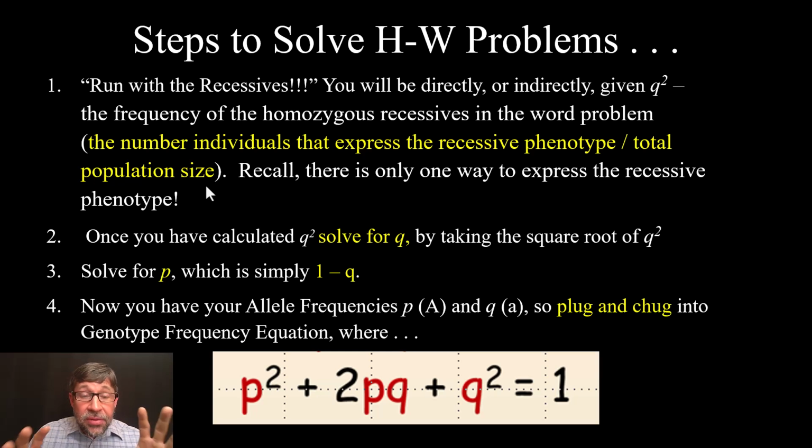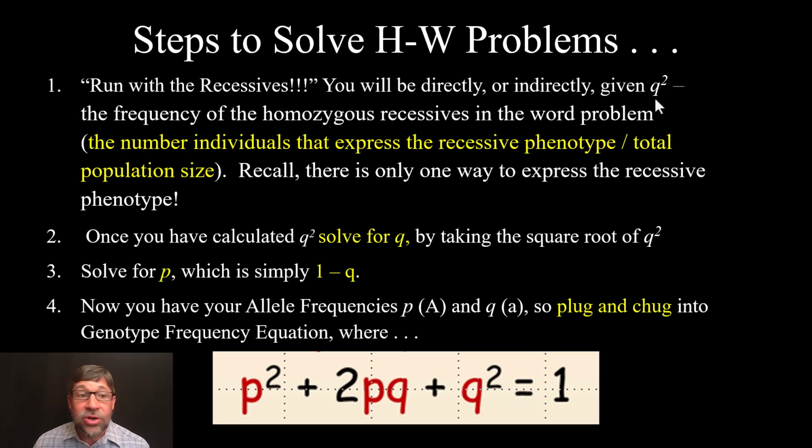To summarize, these are the steps that you're going to follow every time on every single word problem. When you read the word problem carefully, you're going to hear me saying, run with the recessives. Remember, you're going to be either directly or indirectly given Q squared. Q squared, of course, is the frequency of the homozygous recessives. There's only one way to get a recessive phenotype, to get a white cat or a wingless fruit fly, and that's little a, or little b, whatever letter you want to use.